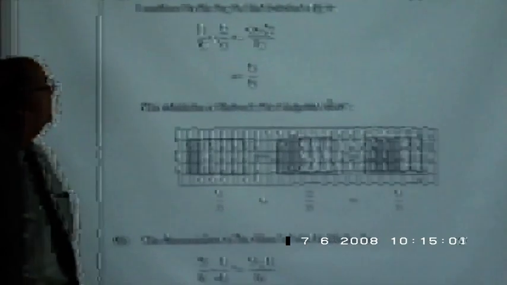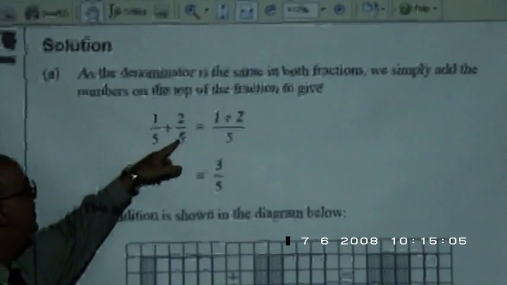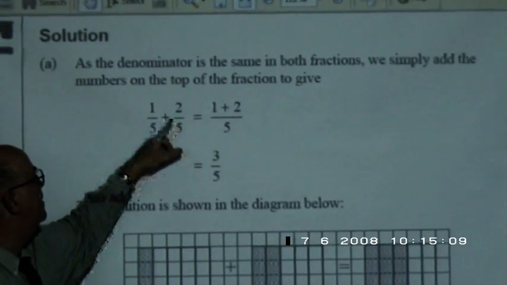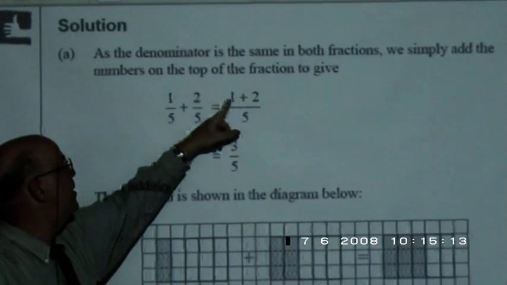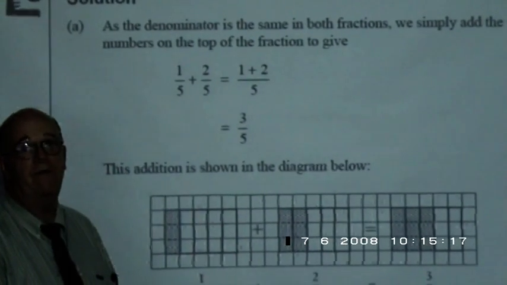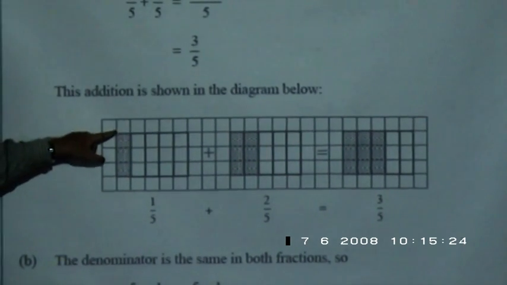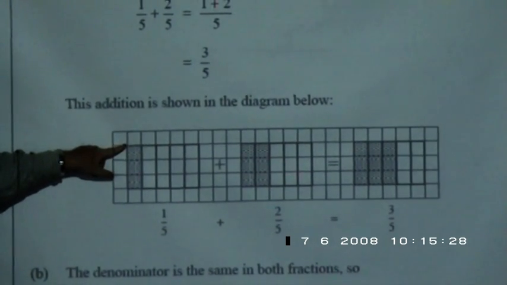Here's a diagram of the problem we just worked. As you can see, we have the problem 1/5 plus 2/5, and because of the like denominator, we can add the two numerators, the numbers on top, 1 plus 2 over 5, and that gives us 3 over 5. Now here's a picture of that problem, okay? Now here is the square they're talking about, right here.